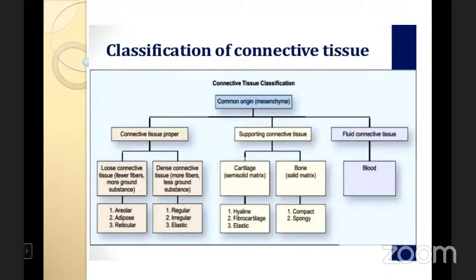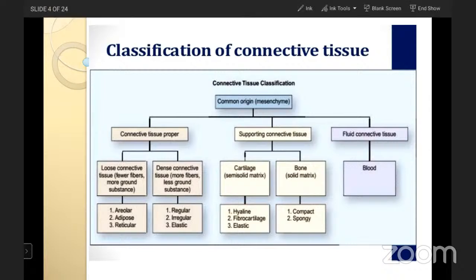The classification of the connective tissue. So here we completed up to bone. The connective tissue remaining portion is the fluid connective tissue. So usually the connective tissue is divided into connective tissue proper and skeletal tissue and fluid connective tissue. So already we have completed the connective tissue proper and skeletal tissue, that is cartilage and bone. And today we are going to learn about the fluid connective tissue, that is the blood. Okay. So let us go for the next slide.